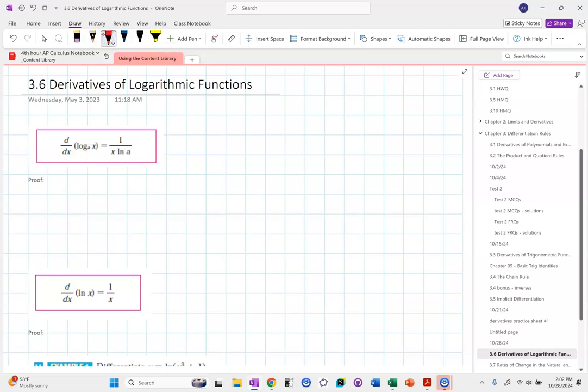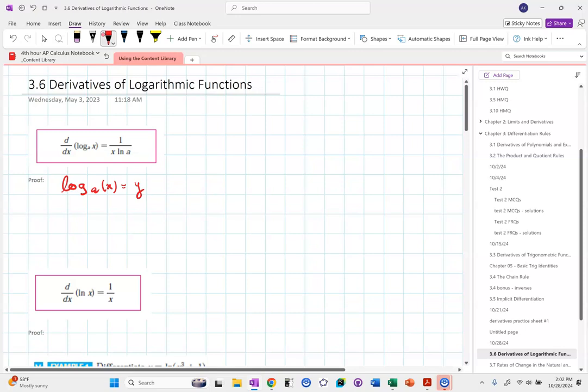All right, let's look at how to do this. So I'm going to start first by using my definition of a logarithm. If y is equal to log base a of x, I can say then that a to the y is equal to x. Everybody's okay there? That's just our definition of a logarithm, back from like algebra 2.